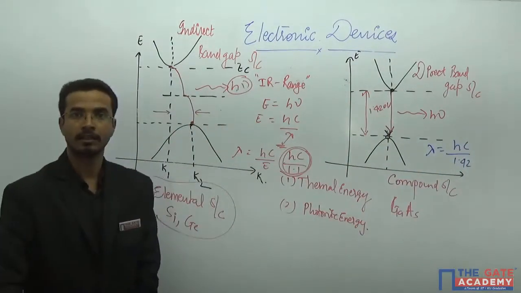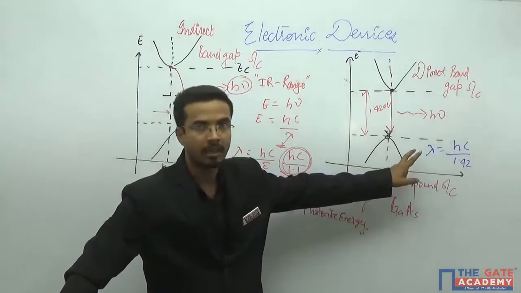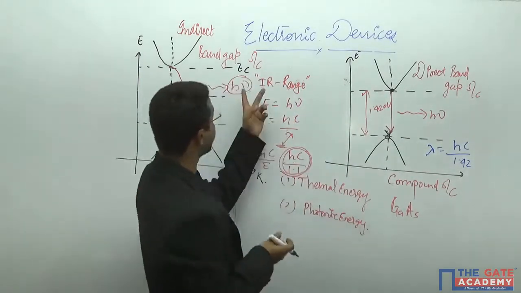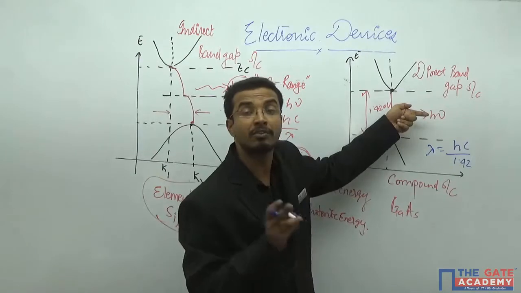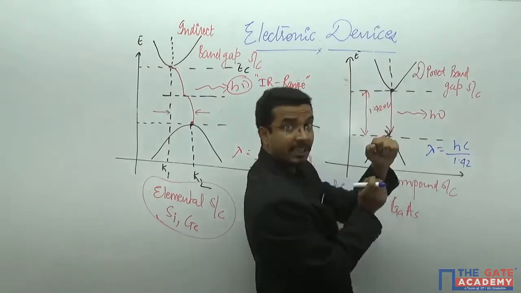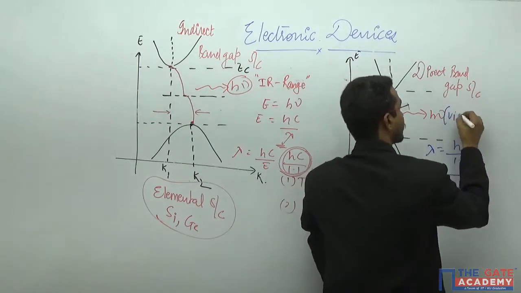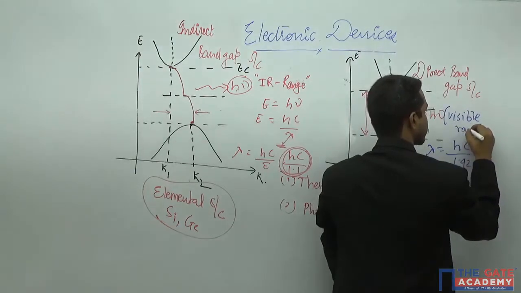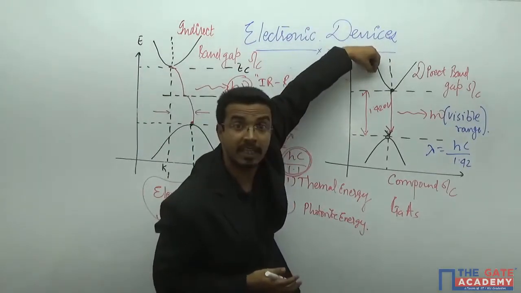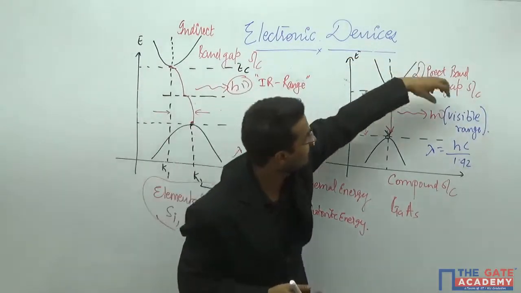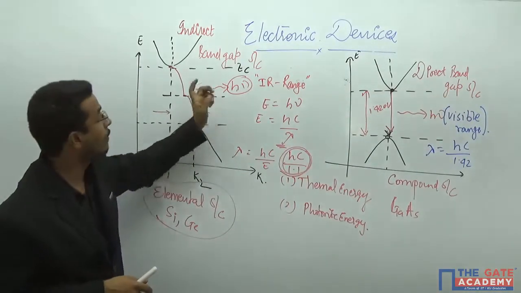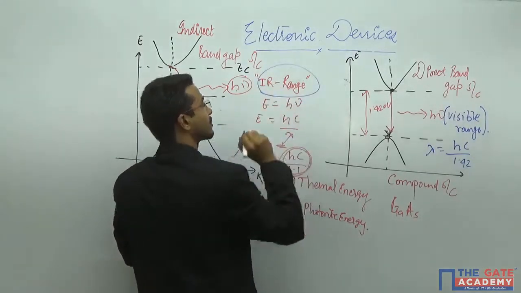Whenever you see from here, this lambda will occur in the range of visible light. Instead of IR, you will get a photon in the visible light range. Okay, so if this is a direct band gap material, then this will be in the visible range. So whenever you use this particular material, it will provide light in the visible range, and this particular material will provide light in the IR range.